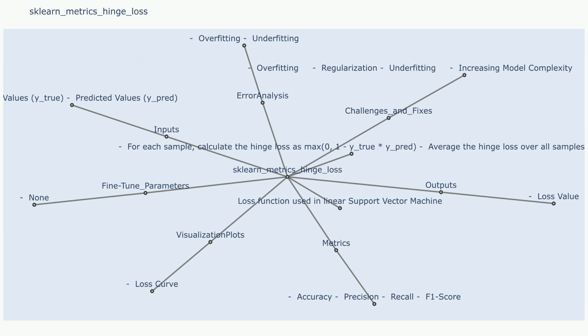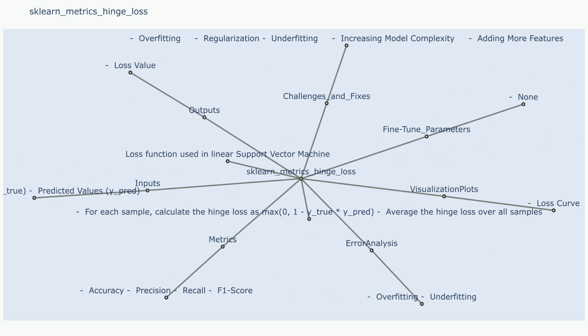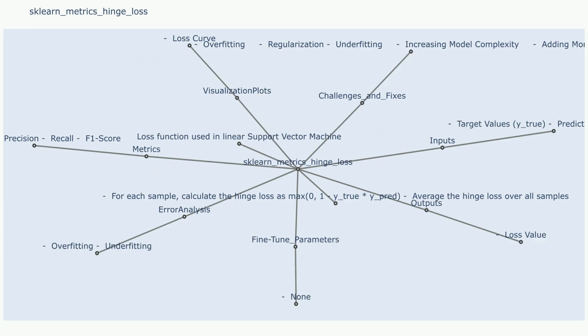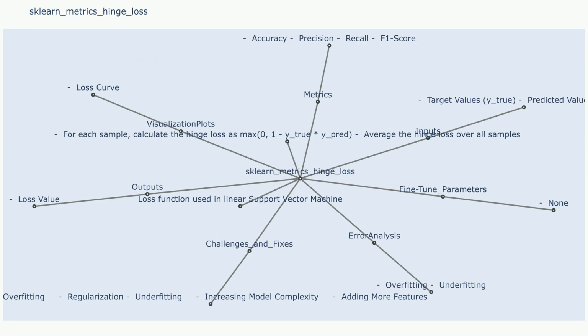For each data point, if the difference is greater than or equal to 1 (correctly classified with a margin), the loss is 0. If the difference is less than 1 (incorrectly classified, or correctly classified but without a sufficient margin), the loss is 1 minus the difference. Sum up the losses for all data points and divide by the number of data points to get the average.